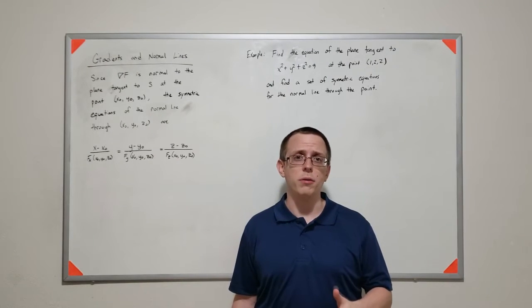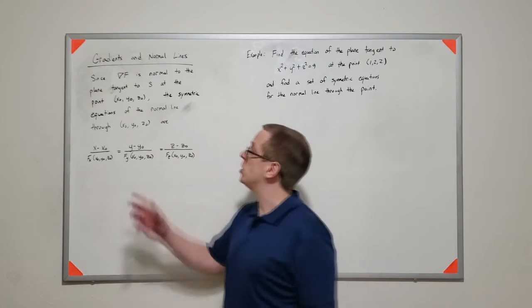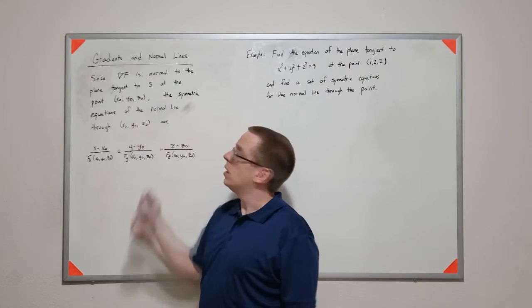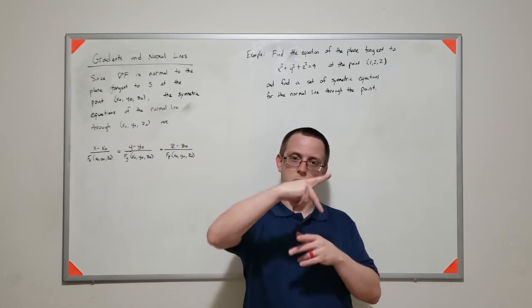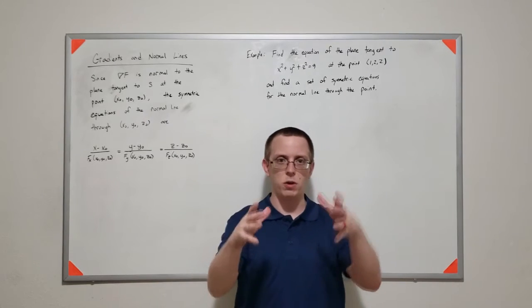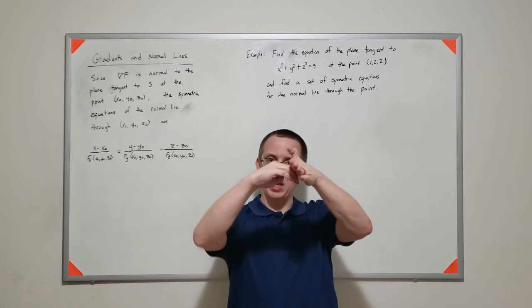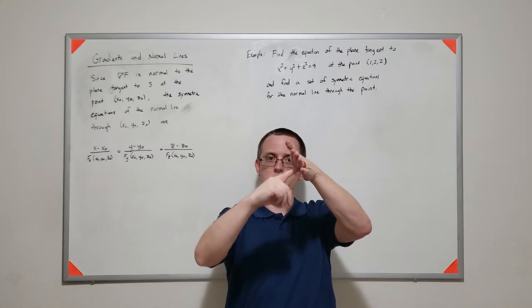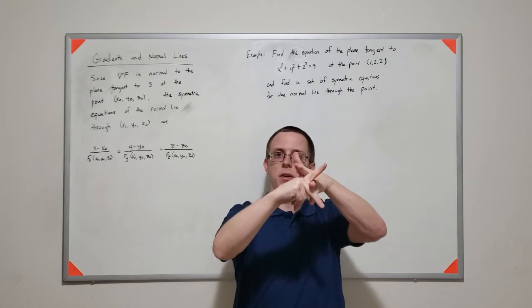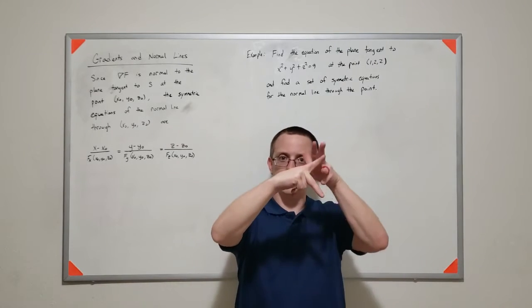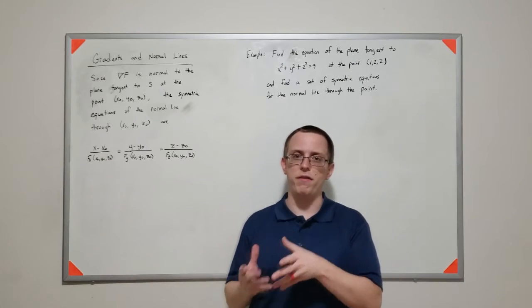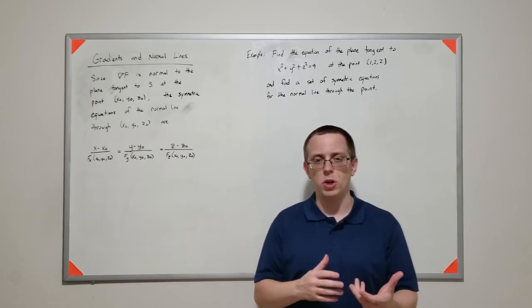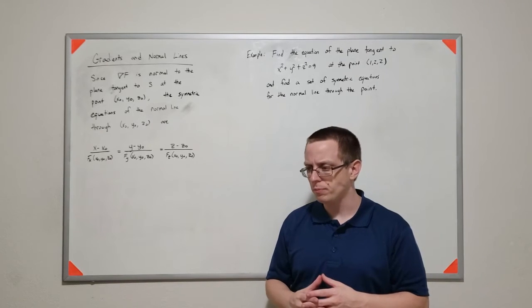We know that the gradient of the function that we've generated to represent a surface is normal to the tangent plane on the surface at a given point. So if I have a surface and a plane that's tangent to the surface, the gradient of that surface function is normal to it. So we can use that fact to generate symmetric equations of the normal line.